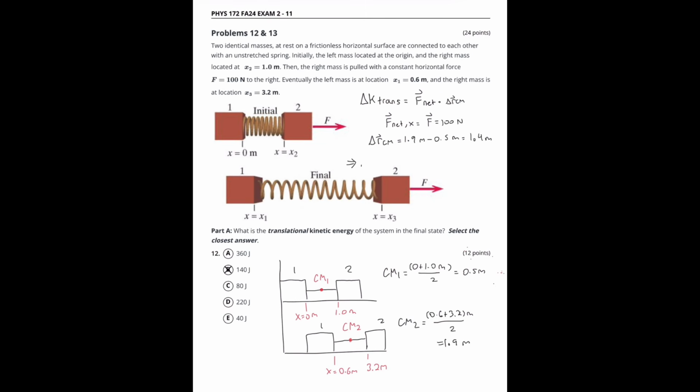So we can say the kinetic energy in our final state is equal to our F net of 100 newtons, I'll denote it in kilogram times meters per second squared, times 1.4 meters. So that will give us an answer of 140 kilograms times meters squared per second squared. And that is also equivalent to 140 joules. This will correspond to answer choice B.